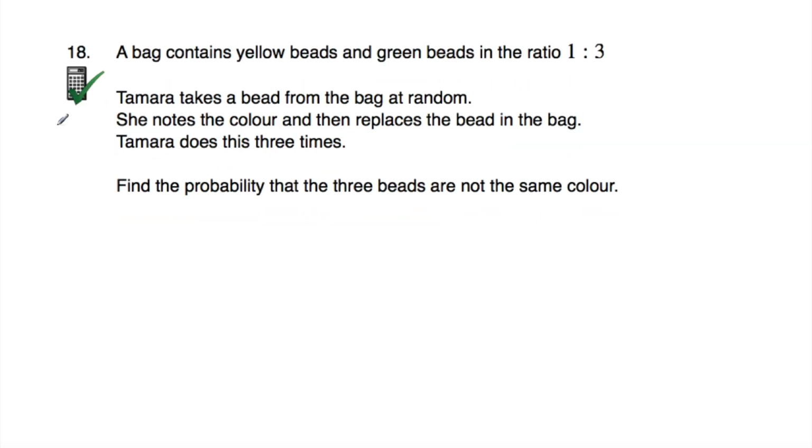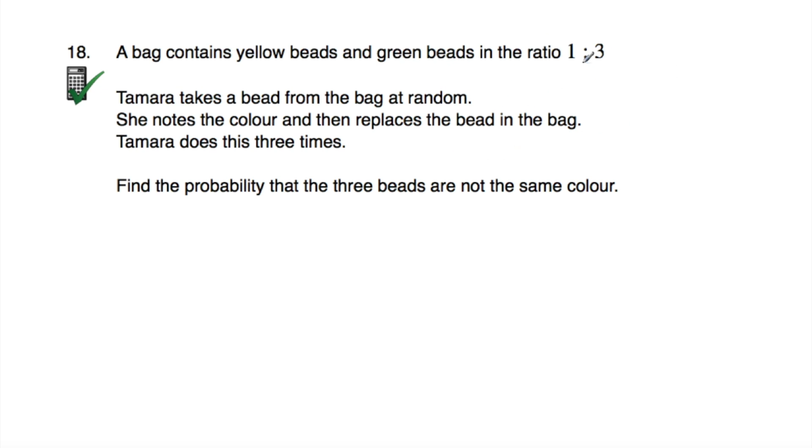Okay, let's have a look at our next question, question number 18. Question number 18 says a bag contains yellow and green beads in the ratio 1 to 3. So it means for every 1 yellow bead, there's 3 green beads. And Tamara takes a bead at random from the bag. She notes the colour and then replaces the bead in the bag. So that means that once she puts the bead back in the bag, the ratio will still be 1 to 3. And Tamara does this 3 times. The question says find the probability that all 3 beads are not the same colour.